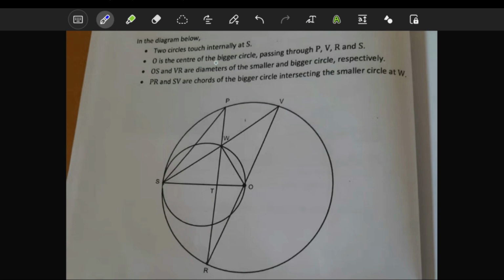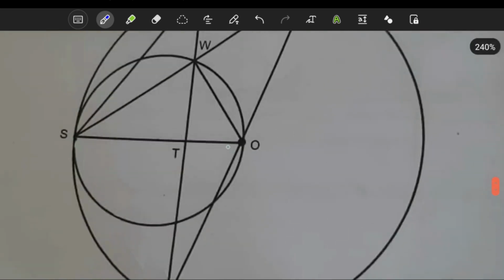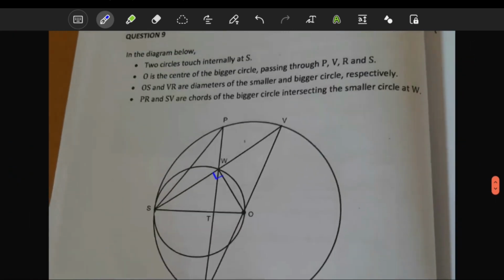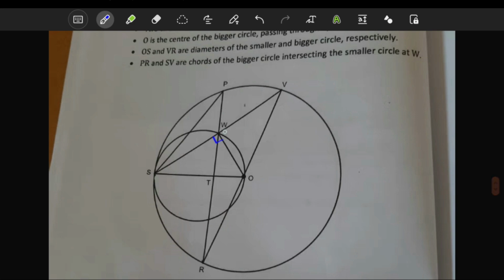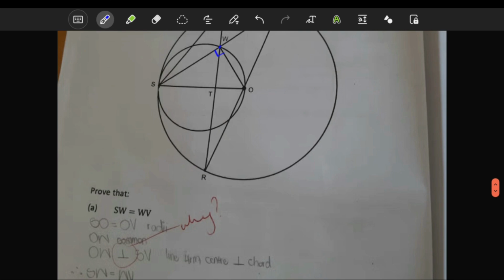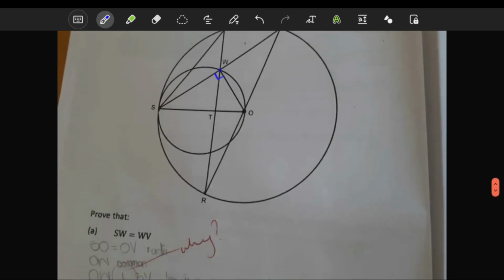O is the center of the big circle, passing through P, V, R and S. It says OS and VR are the diameters of the smaller and bigger circle respectively. So if this is the diameter, this is 90 automatically. We can put that there. And then they said PR and SV are chords of the bigger circle intersecting the smaller circle at W. This question should be okay. Prove that SW is equal to WV. Why didn't they just call it VW? Prove that SW is equal to WV.